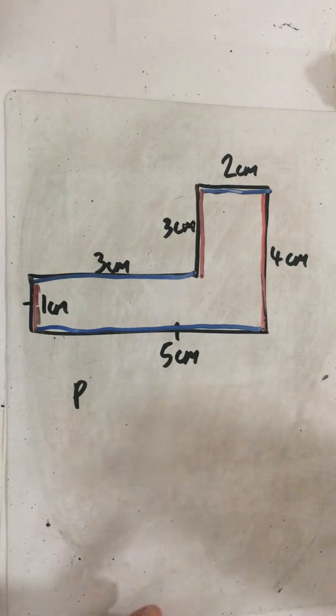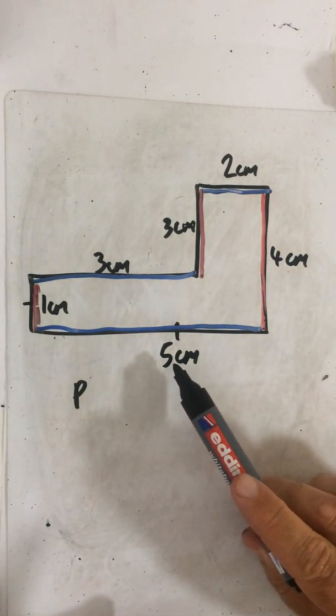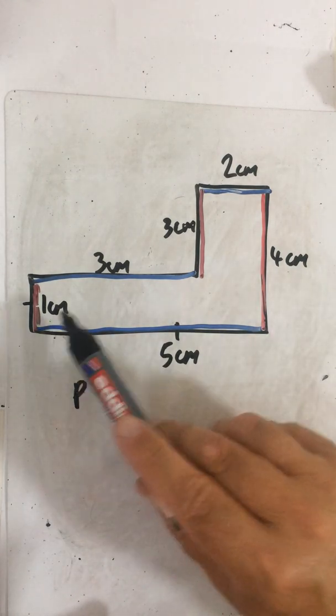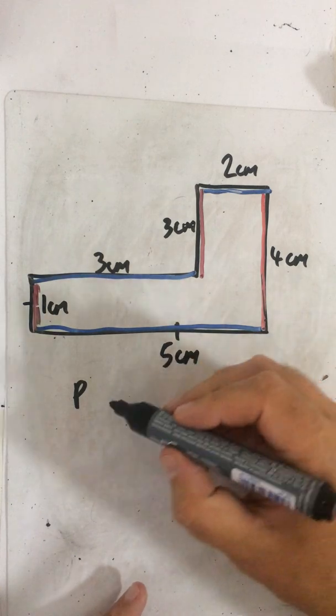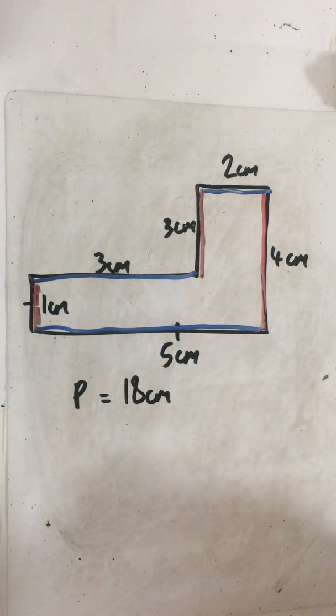Now I put them all in. Now I add them up. Okay, and again I'm going to work through my number bonds. 5 and 5 is 10, 15, 18 centimeters.